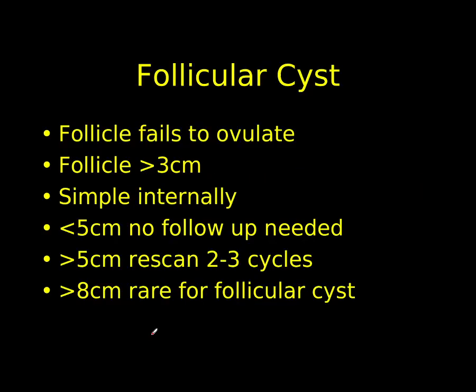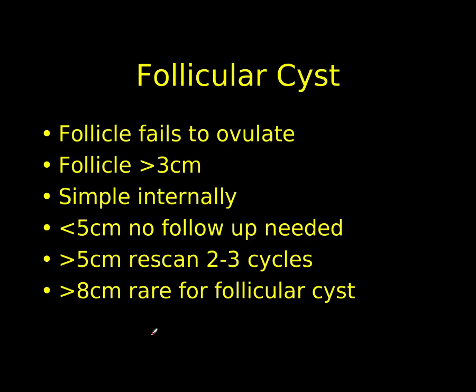Let's talk first about a follicular cyst. Well, what is that? We mentioned that multiple follicles develop early in the menstrual cycle, but one of these becomes what we call the dominant follicle, while the others regress, and this dominant follicle goes on to rupture and cause ovulation as the oocyte within it heads down the fallopian tube.